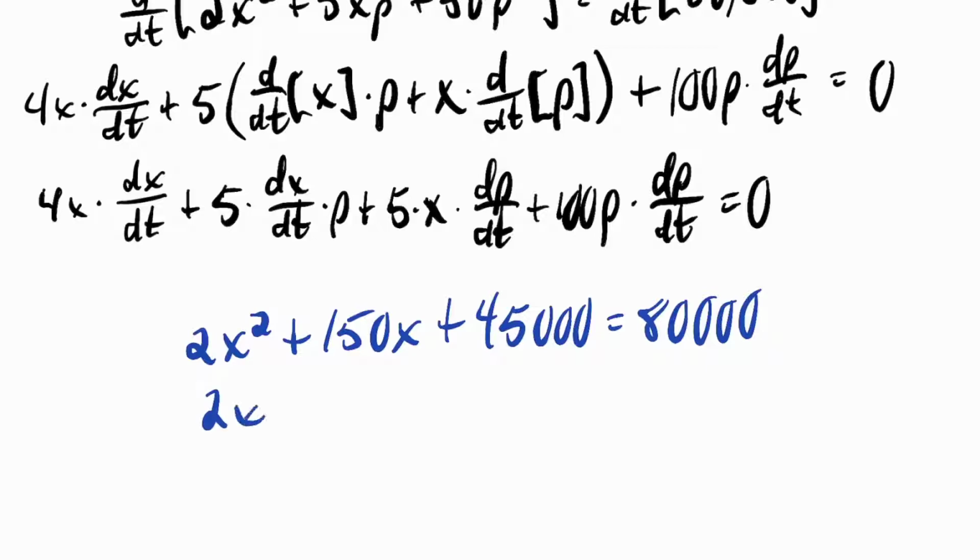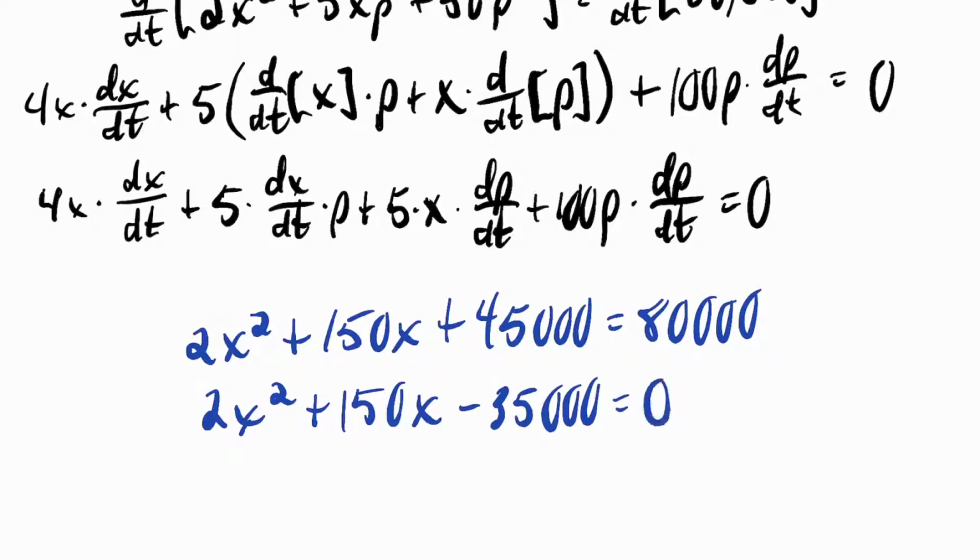So 2x squared plus 150x minus 35,000. And the numbers are large, but don't worry. Now, since everything is even, all those coefficients are even, I'm going to divide by 2 on both sides. So x squared plus 75x minus, what is that? 17.5.